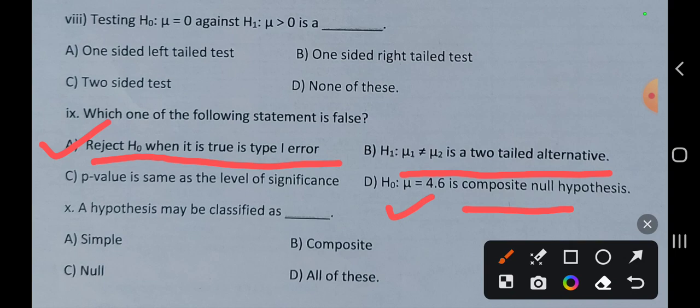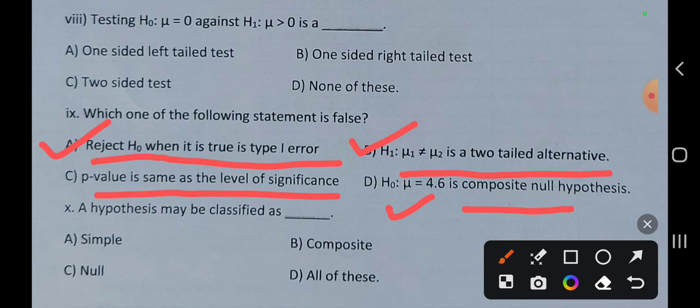So the statements in this MCQ which are correct are A, B and D. Which is incorrect is C. So what is this C? C is nothing but P value is same as level of significance. So what is level of significance? Level of significance is the probability of rejecting H0 when it is true.